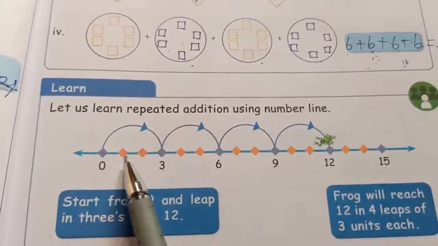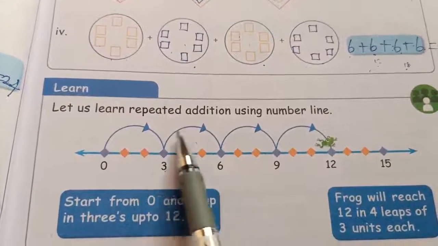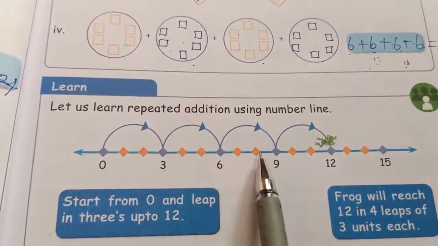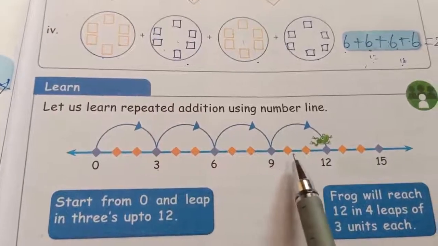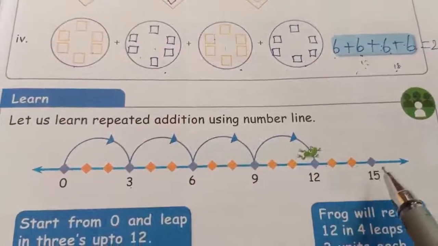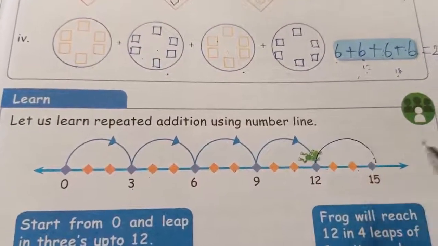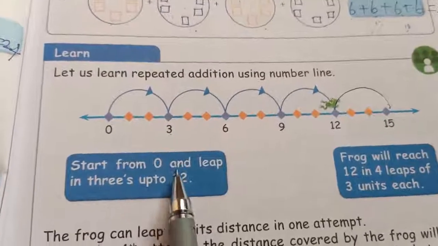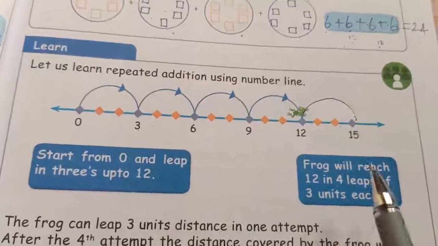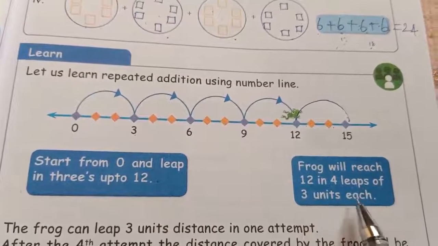Okay ma, this frog jumps how many steps? 3 steps. Say 1 2 3. Again 1 2 3. So the number is 6. Next 1 2 3, next number is 9. Next 1 2 3, next number is 12. Next 1 2 3, it will jump to 15. Okay, so start from 0 and leap in 3s up to 12. Okay, Seema, the frog will reach 12 in 4 leaps of 3 units each.